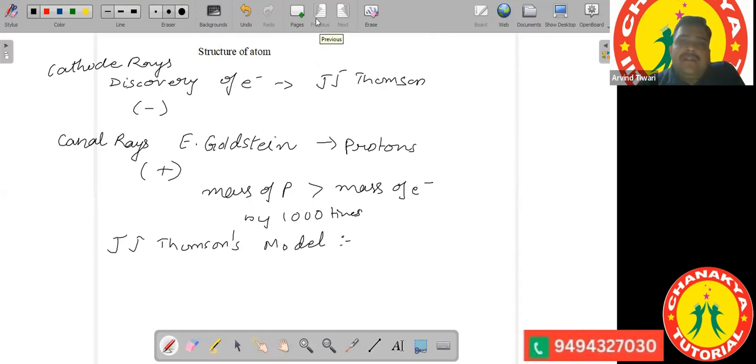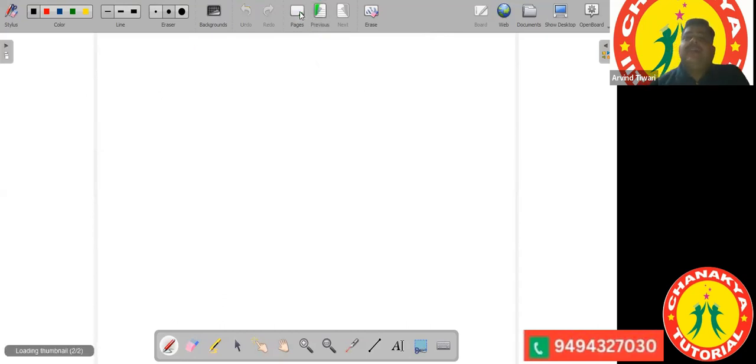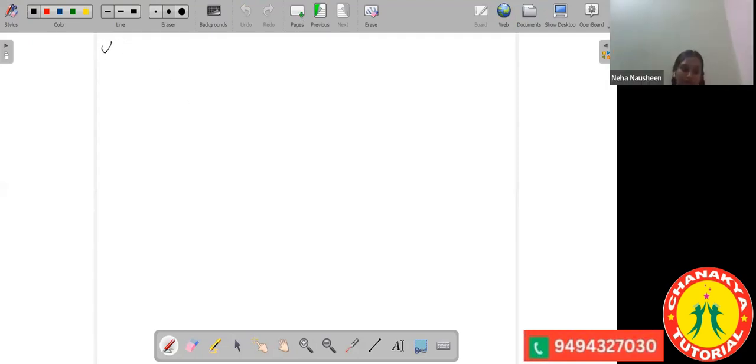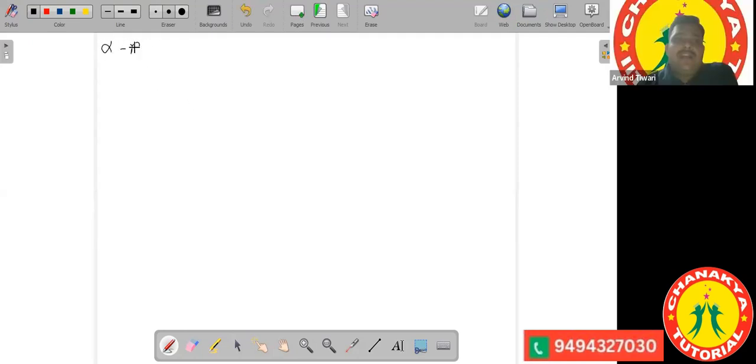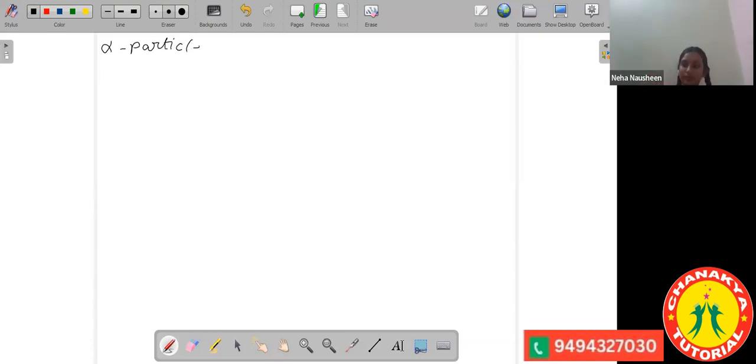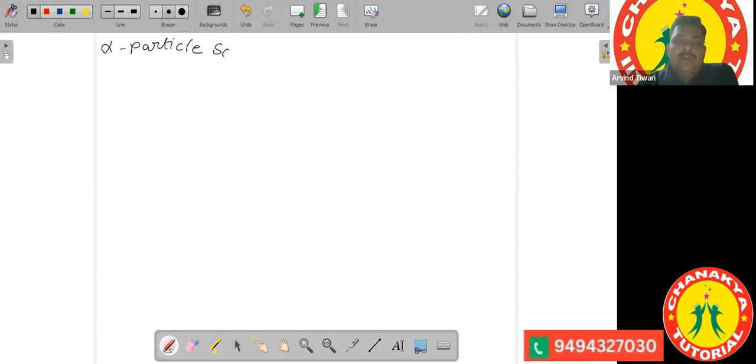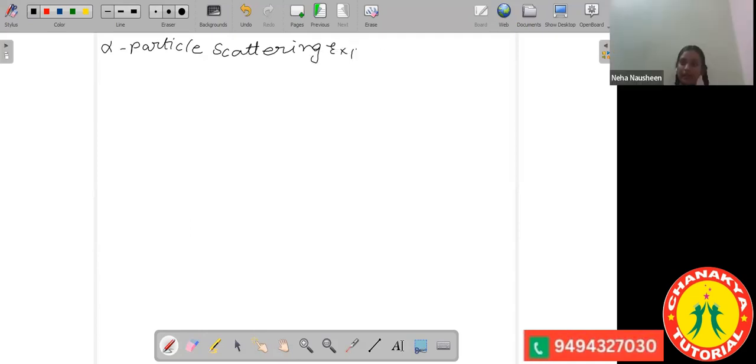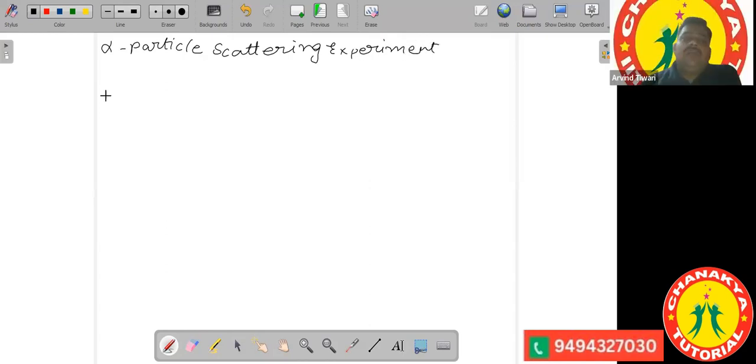So after this was the alpha particle scattering experiment. So Neha, who carried out the alpha particle scattering experiment? Rutherford, sir. Rutherford. So what is an alpha particle? The helium nucleus is also called the alpha particle.